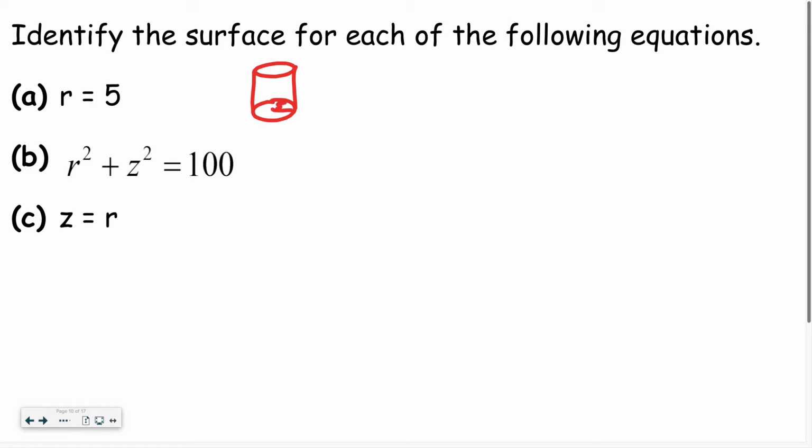A radius 5. What is this? Spheres. A radius 10. And what is this? A cone, with a slope of 1. Yes, and since z equals r, the radius and the height would be the same.